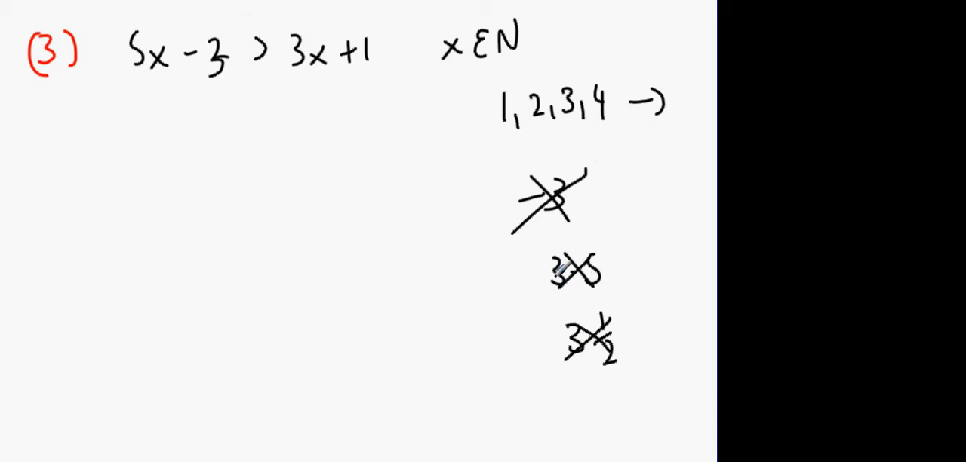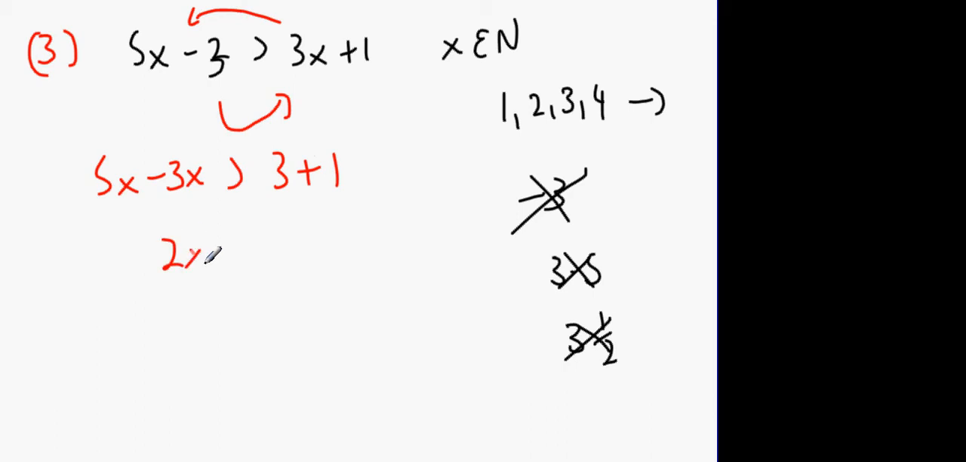Okay? So with this in mind, what we're going to do is bring the x's over one side and the numbers over the other side. So what we'll get is 5x minus 3x greater than 3 plus 1. 2x is greater than 4. Now, this 2 is multiplied by x. When it goes on the right hand side, where we want to get rid of the 2, it's going to end up as division, which is 4 divided by 2. Therefore, x is greater than 2.